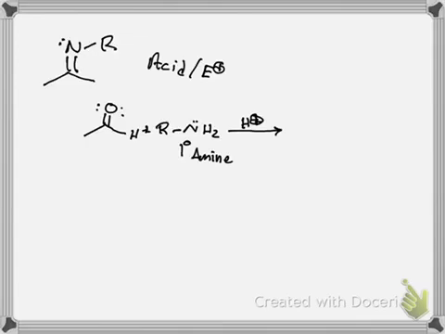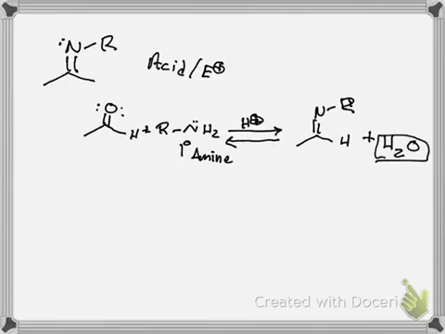And what you get as your product, and this is an equilibrium process, so we're going to talk about how to make Le Chatelier work for you, is this imine plus water as your byproduct. So you'll get your imine and water as your byproduct, like I just said.